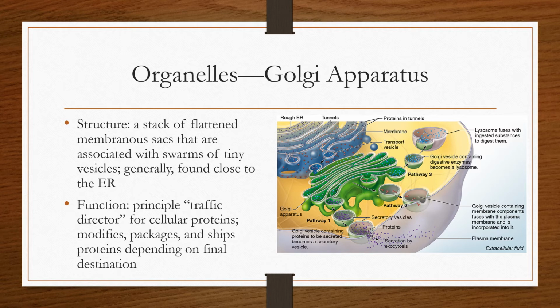So you can see it moves to the outside of the cell and secretes that protein to the extracellular fluid. It just expels it completely from the cell. Pathway 2, the Golgi vesicle containing membrane components fuses with the plasma membrane and is incorporated into it. So it becomes part of the plasma membrane. And then pathway 3, the Golgi vesicle containing digestive enzymes becomes a lysosome, which we'll learn about here shortly. And the lysosome fuses with the ingested substances to digest them.